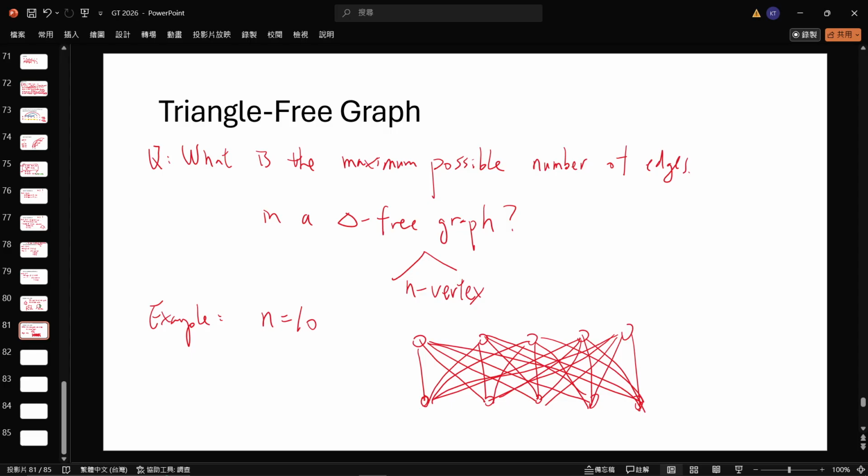So in total, we have 25 edges, because every vertex has degree 5. Now we know that it has 25 edges. But how do we argue that there's no triangle here, because it's kind of messy?